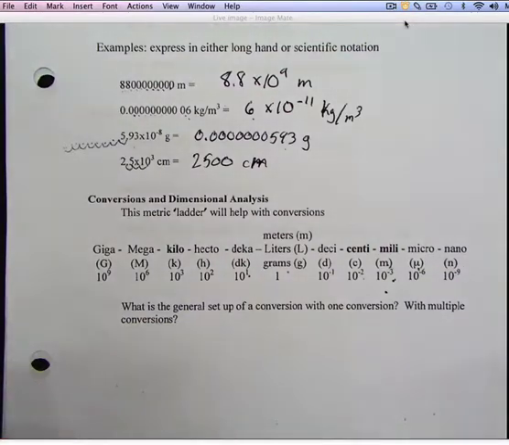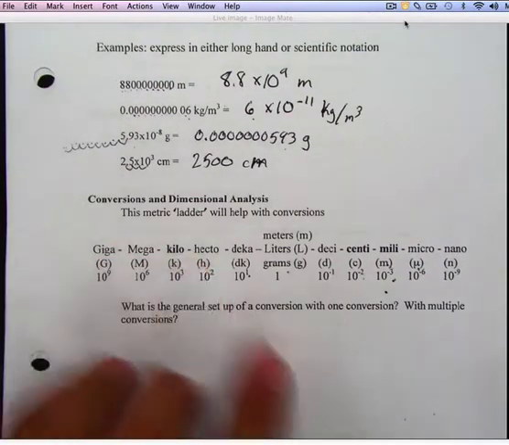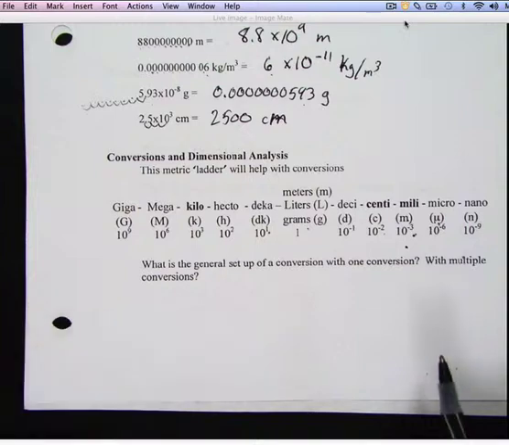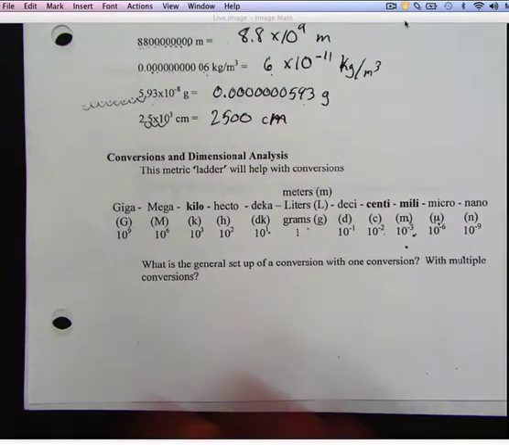All right, chemistry kids, here we go. The final part of the discussion notes: conversions and dimensional analysis. This metric ladder will help you a lot in your chemistry metric conversions especially.